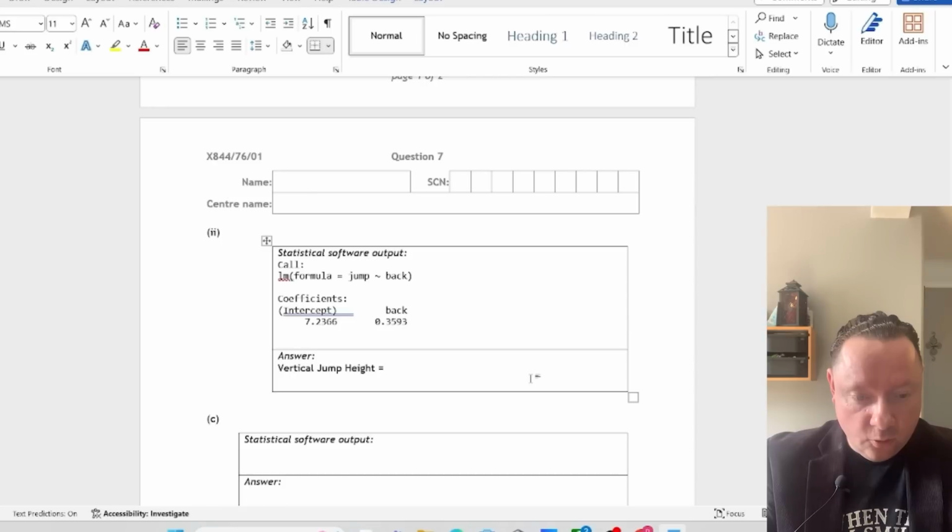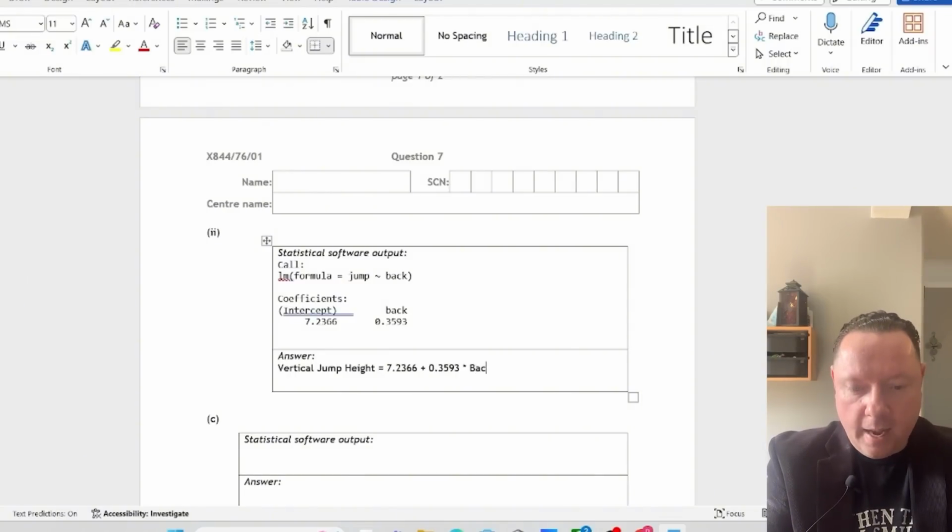So it says 7.2366, so I'll just write that, plus 0.3593 times back squat weight.